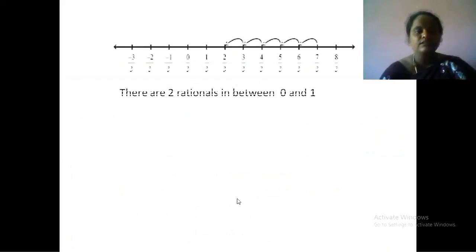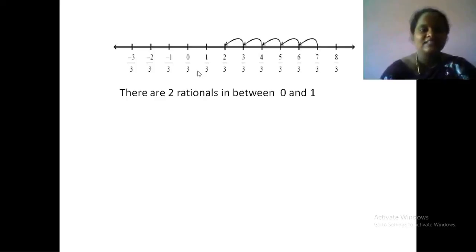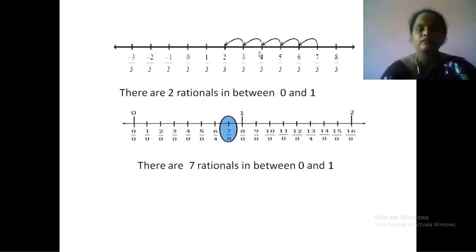See this one, I have taken a number line with all the rational numbers with denominator 3. Where are the integers? Integers are there, in another form. 0 by 3 is 0, 3 by 3 is 1, 6 by 3 is 2. Like this integers are there in another form. So in between 0 by 3 and 3 by 3, which is nothing but 0 and 1, I have 1 by 3 and 2 by 3, rational numbers.